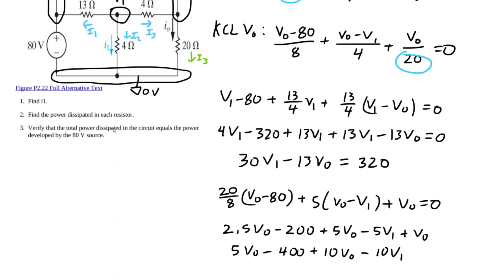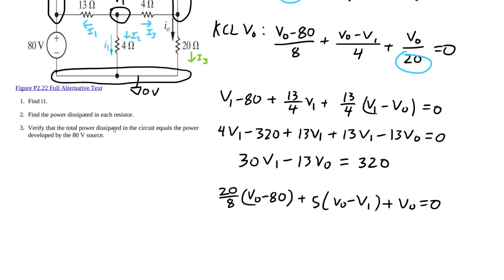Oh, duh. Okay. I made a tiny mistake. Let me write it all down. So ultimately, the thing simplifies to be minus 10 V1 plus 17 V0 equals 400.